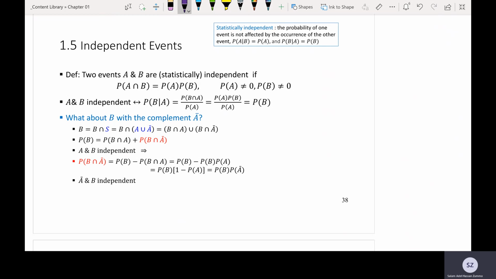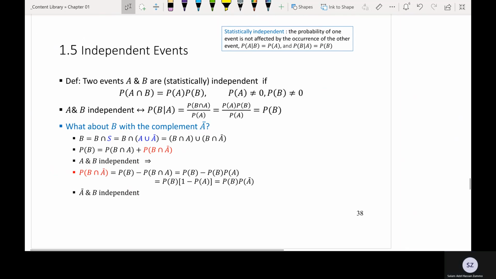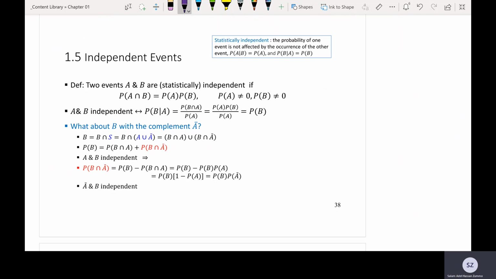We talked so far about events, and we talked about mutually exclusive events. If we have two events that are mutually exclusive, it means that there are no common elements between them. No common elements means that if A happens, B cannot happen. So the happening of B depends on whether A can happen or not. If A happens, B cannot happen. If B happens, A cannot happen. This is what we call mutually exclusive events.